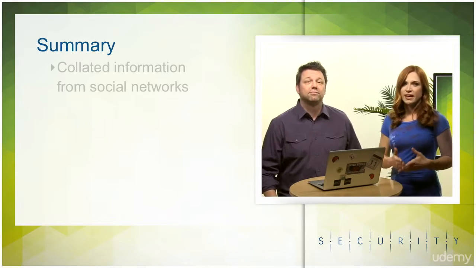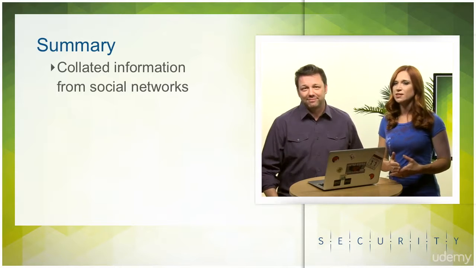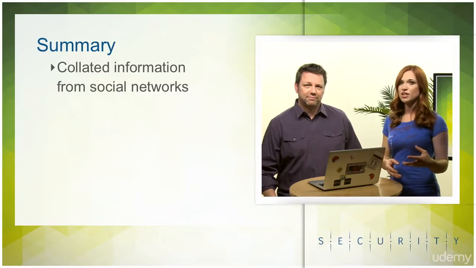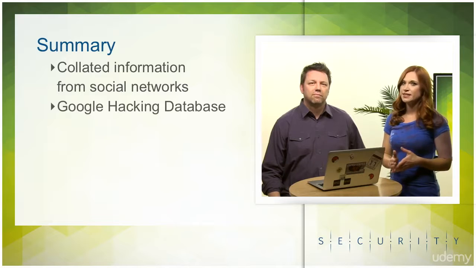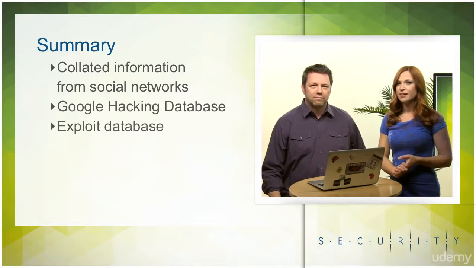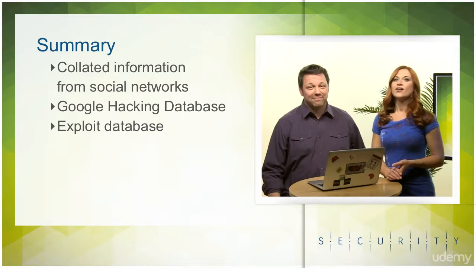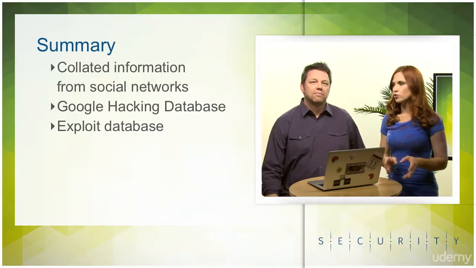Then we also looked at how information collated from social networks can be used to trick the people to install malware, solicit confidential information by using phishing, vishing, and impersonating. We also looked at how Google hacking database and exploit database can be used. They are quite useful to gain information to aid the hackers. Google has advanced search features and operators to help you figure out the vulnerabilities.